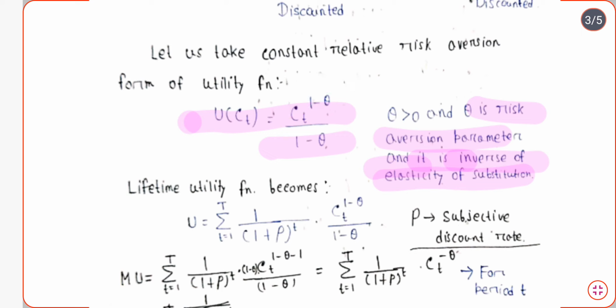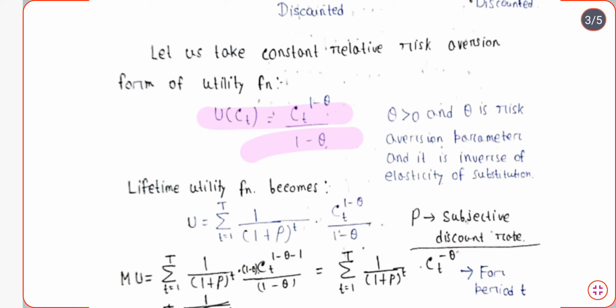Okay. Now this risk aversion form is also our lifetime utility. So we have to discount this risk aversion form. And what is the way of discounting it? Just divide it by (1 + r)^t.